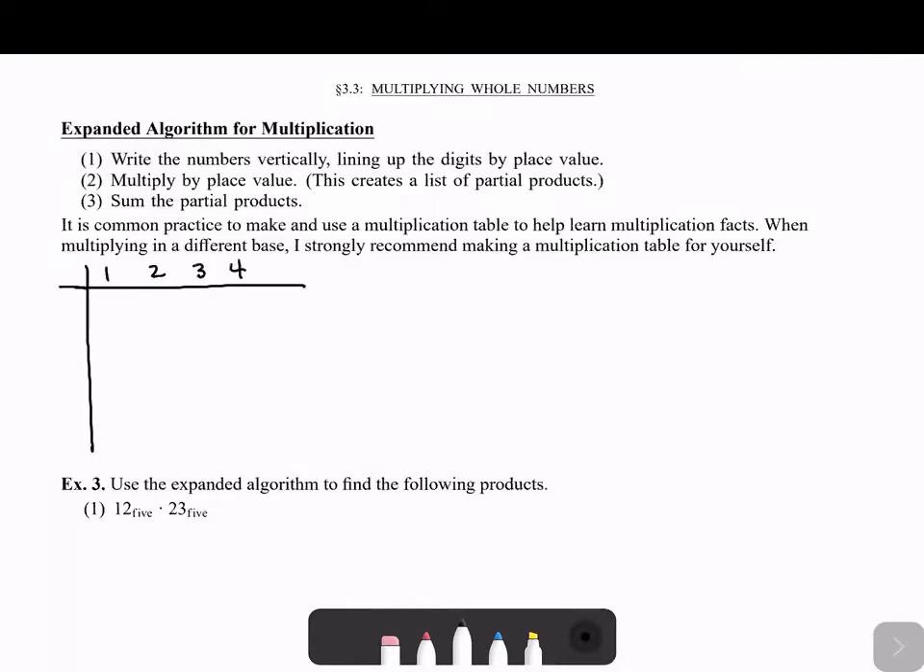Remember that in base 5, we have digits 0 up to 4, and then at 4, we start carrying because we're in base 5. So we can go ahead and write that 10, and then we have the same thing going down. And that's as far as I'm going to go. You can go further, as far as you want, just whatever is most helpful to you.